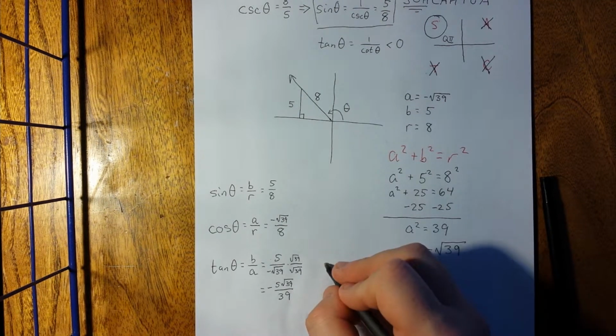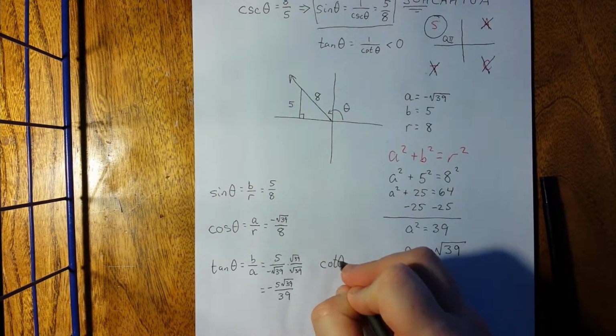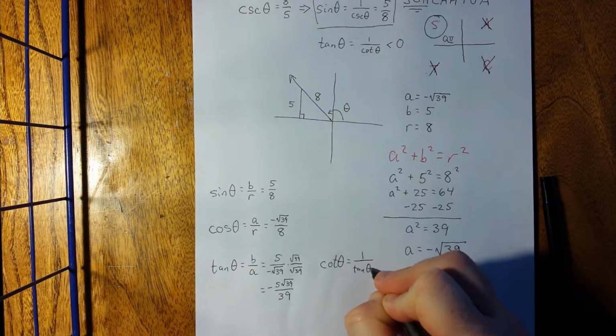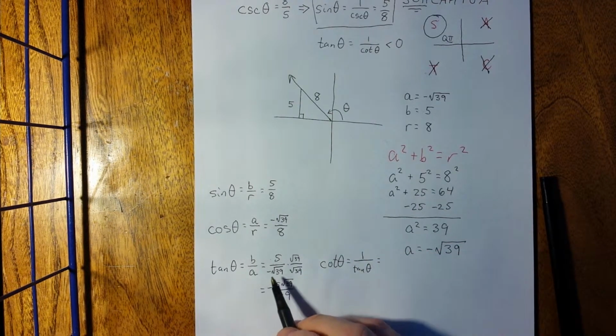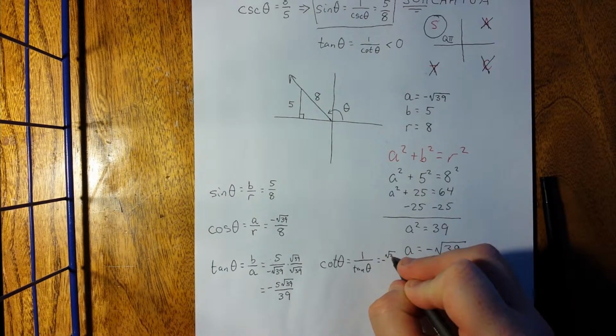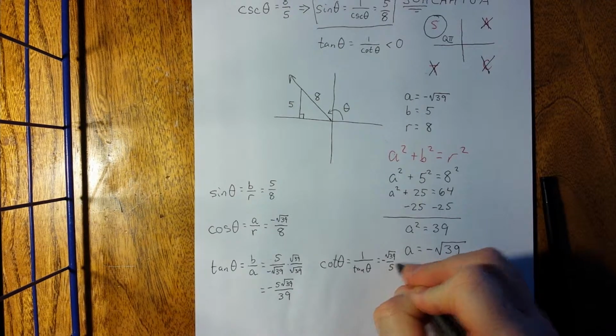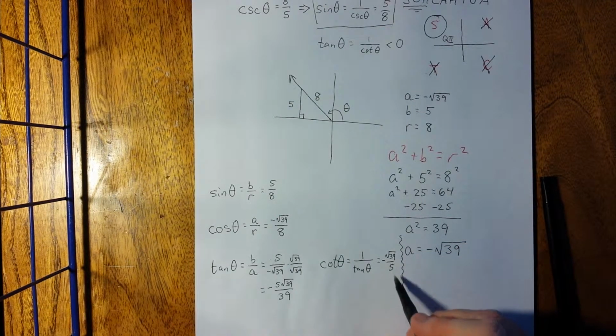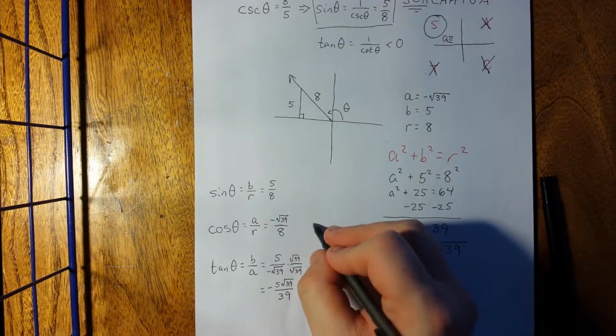Now I'm going to take some reciprocals. The cotangent of theta is the reciprocal of the tangent of theta. We said that the tangent of theta was 5 over negative square root of 39. I'm going to go ahead and flip that so I don't have to re-rationalize the denominator. That's negative square root of 39 over 5.